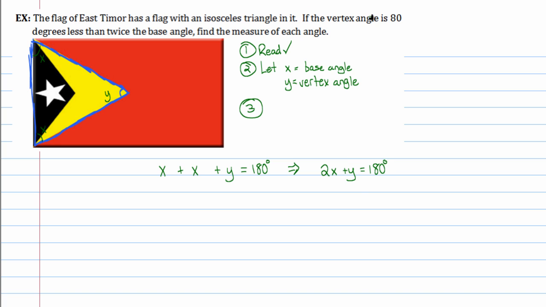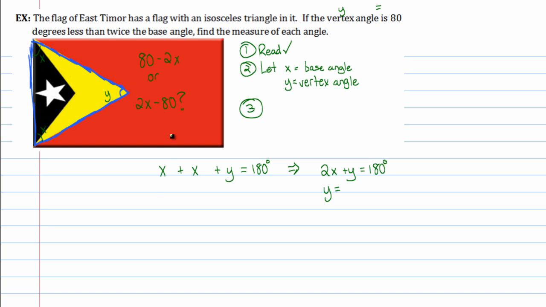They gave us that the vertex angle, which we said was y, turns into an equals. So y equals 80 degrees less than twice the base angle. Now here's where students get stuck. They want to know, is that 80 minus 2 times the base angle, x, or is it 2x minus 80? And that's a good question.